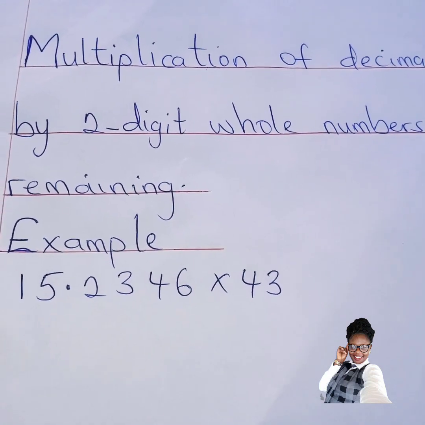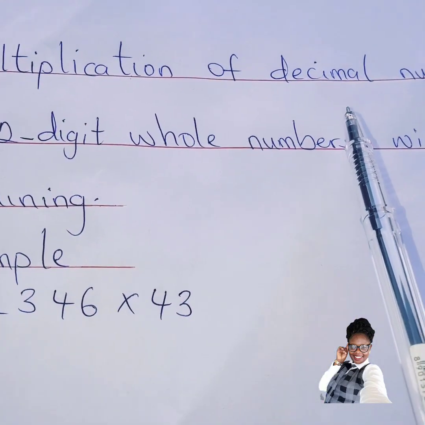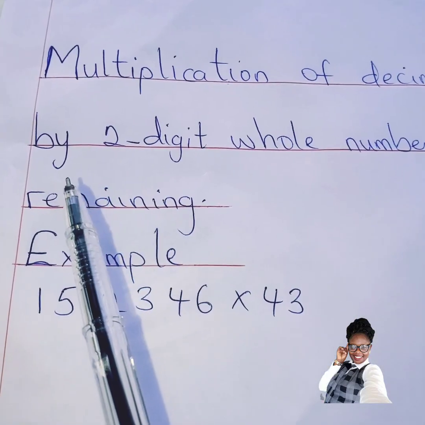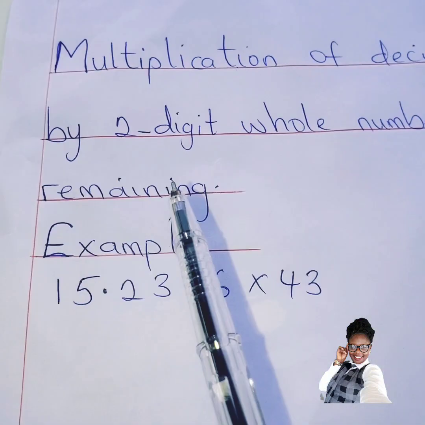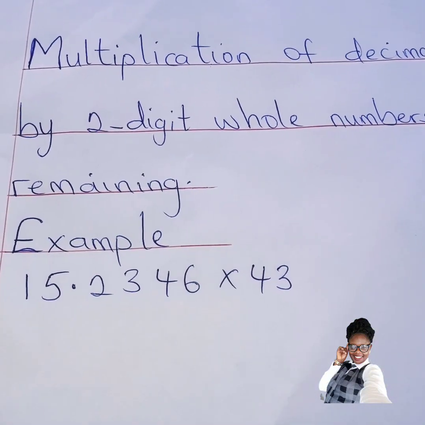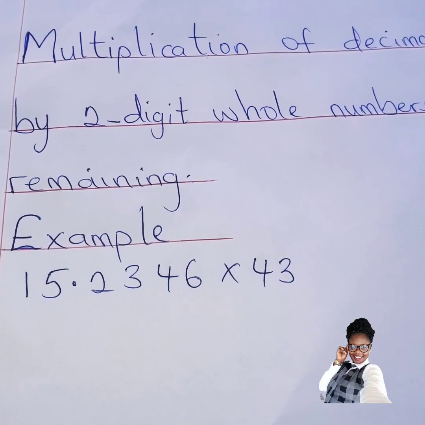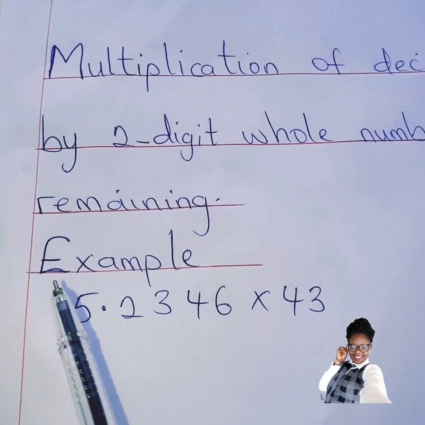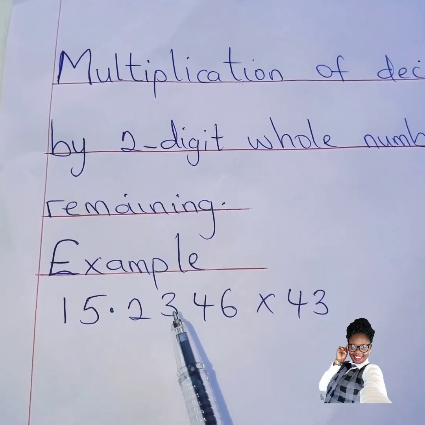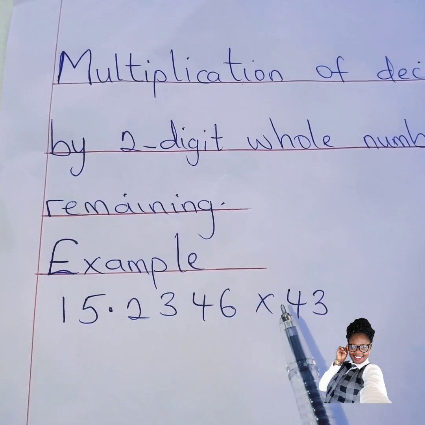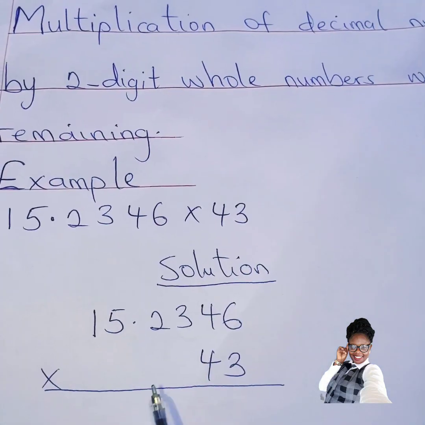In today's class, I shall be teaching the multiplication of decimal numbers by two-digit whole numbers without the use of a calculator. Now, let me solve this example. The example question says 15.2346 times 43. Let's go to the solution. Here is the solution.